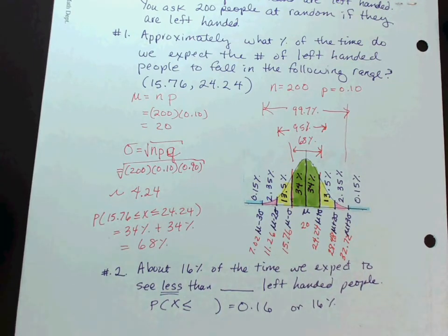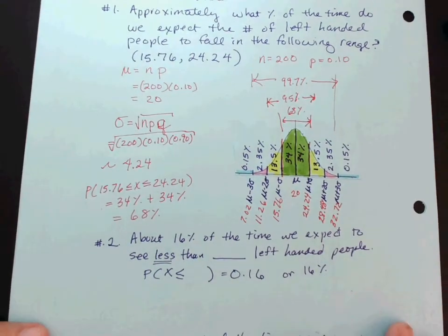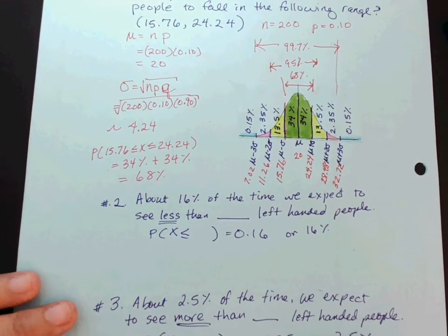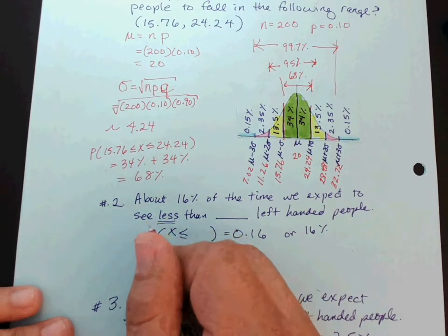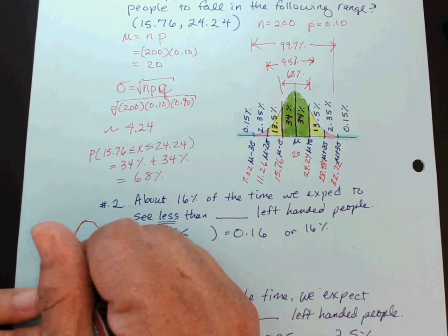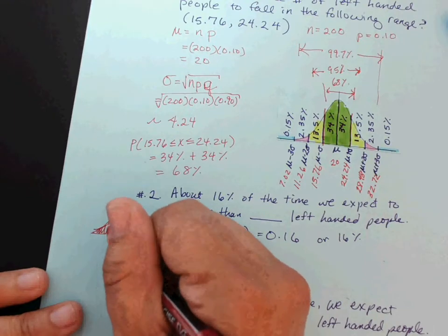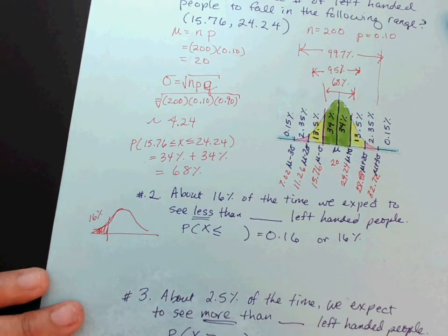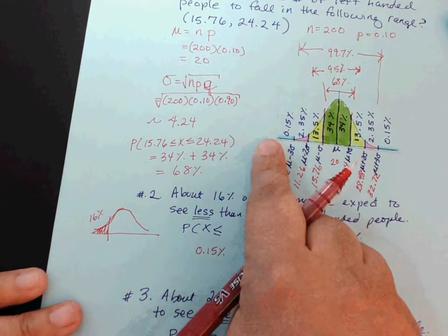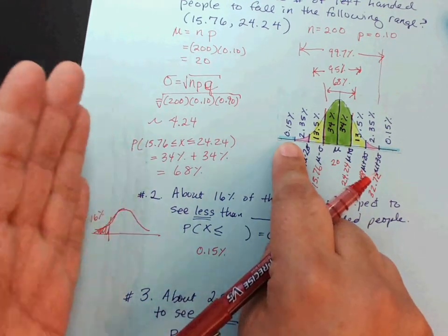Okay, so about 16% of the time, we expect to see less than blank left-handed people. So less than, that means if we're graphing, if we had a normal distribution, there's some number where 16% will be right here, below this number. Well, how can I get 16%? Well, let's start with the 0.15%. Is that enough? Have I gotten enough? Always start from the left, because remember, I'm trying to match the left.